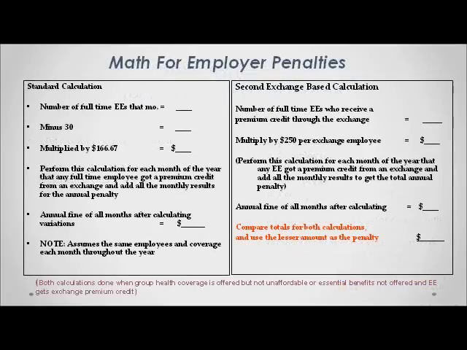The left chart outlines the penalty calculation when an employer does not offer health insurance coverage. This is the same penalty calculation as in the previous slide. The right chart is the penalty calculation when an employer offers health insurance coverage, but the coverage does not pass the affordability and/or essential benefit test. The employer pays the lesser of the two penalties.